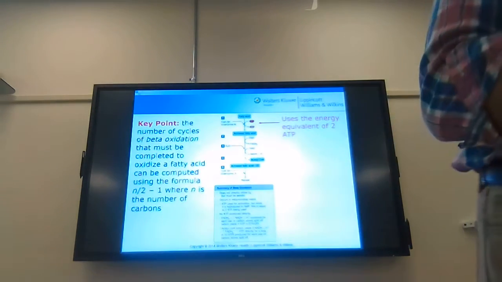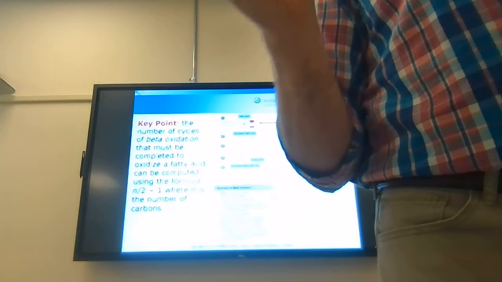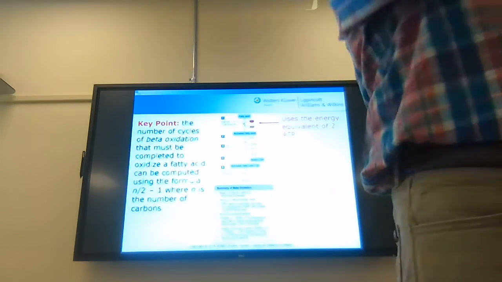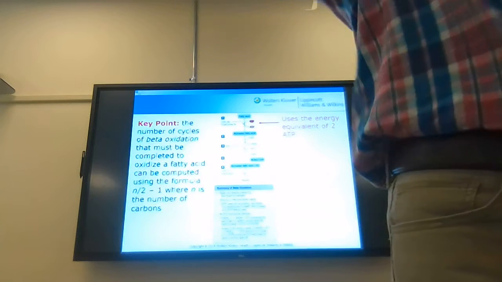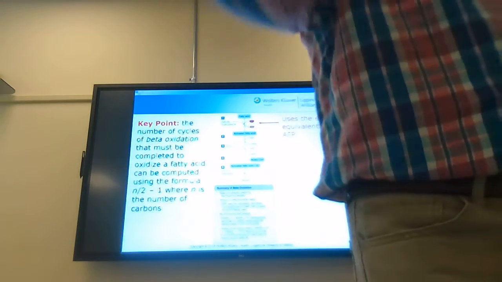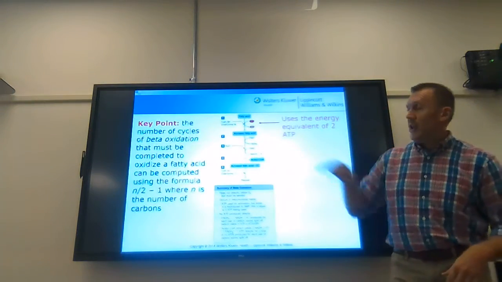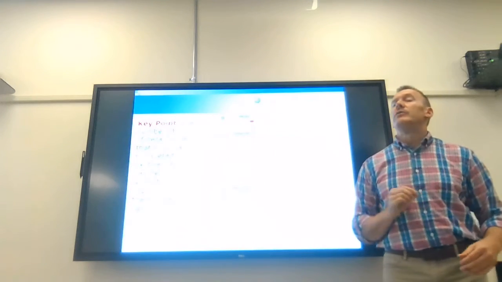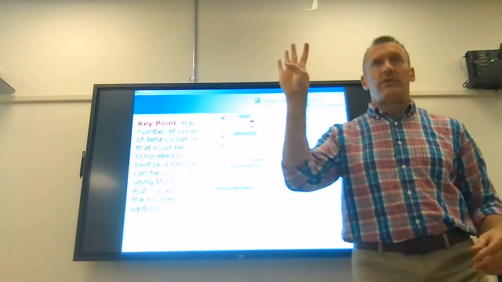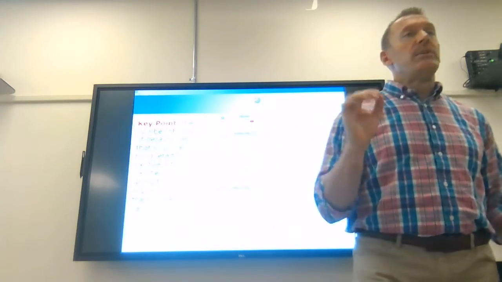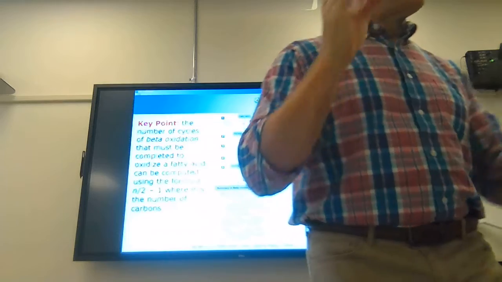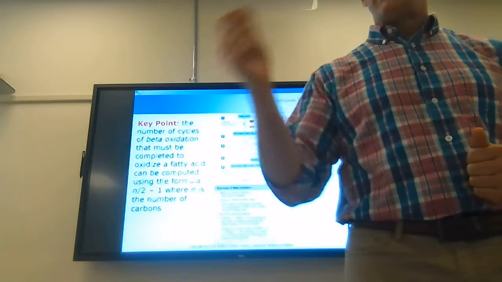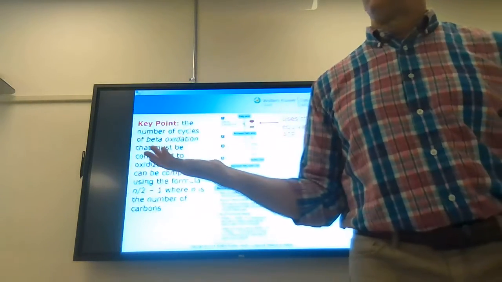Okay, so we said for every time we go through beta oxidation, we make potentially how many ATP? We said 4, right? For every cycle of beta oxidation, we make 4. So again, where do those 4 come from? Because 1 NAD is 2.5, 1 FAD is 1.5, so that's 4. So we determined that for palmitic acid, because there's 16 carbons, we have to go through beta oxidation how many times? 7. So what's 7 times 4? 28.